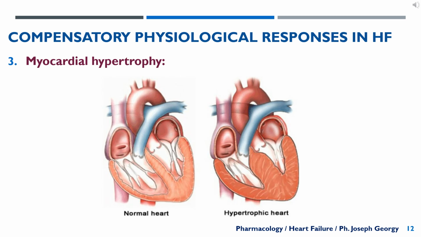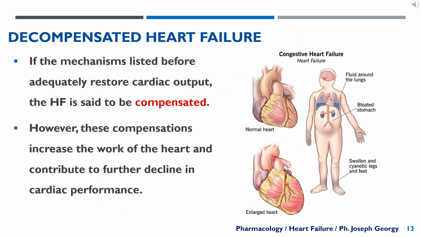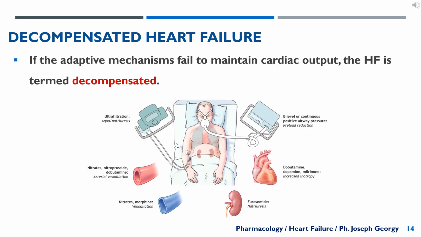Here we can see what we mean by myocardial hypertrophy when we see this hypertrophic heart and compare this figure to the left one, which is the normal heart. If the mechanisms listed before adequately restore cardiac output, the heart failure is said to be compensated. However, these compensations increase the work of the heart and contribute to further decline in cardiac performance. If the adaptive mechanisms fail to maintain cardiac output, the heart failure is termed decompensated.